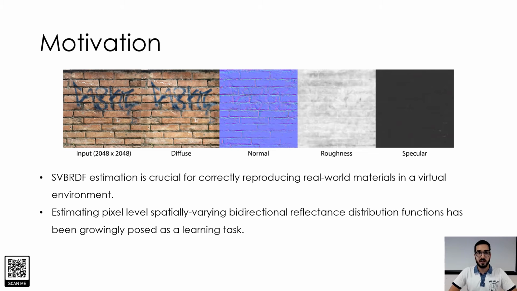The traditional way of collecting SVBRDF maps requires expensive and complex hardware, collecting hundreds of accurately calibrated images to estimate those properties. Thanks to the success of deep learning, this problem has been increasingly posed as a learning task, exploiting the capabilities of neural networks, in particular of CNNs.